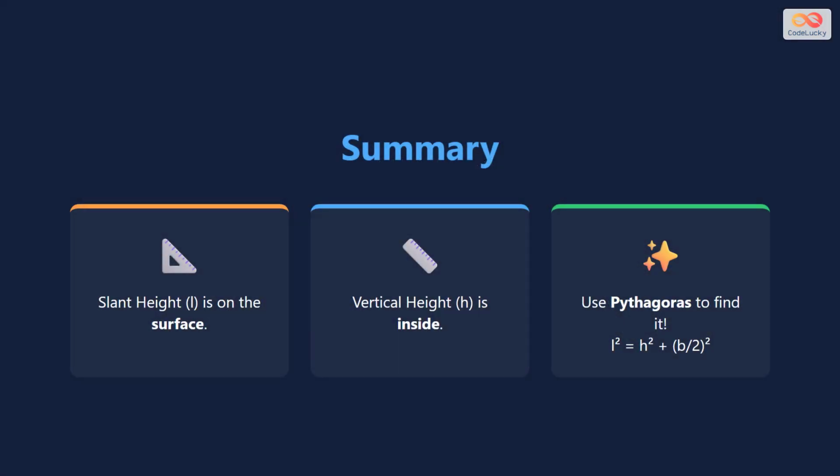To wrap up, remember that slant height is a surface measurement, while vertical height is internal. Always look for that hidden right triangle and use the Pythagorean theorem to solve for the missing side.